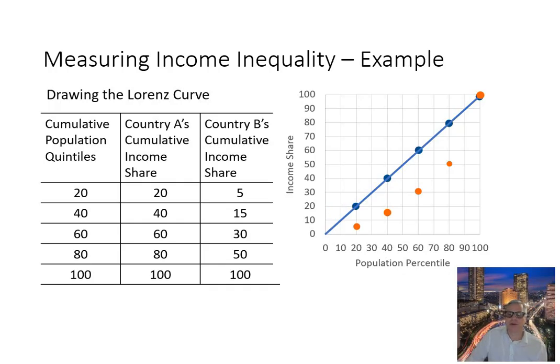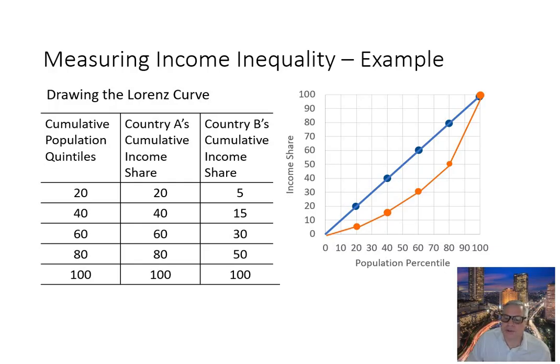Okay. So when we connect those dots, we get the Lorenz curve. Let me try to draw that nicely. The first line goes from here to here, then here, here, here. Oops. Okay, perfect. So this orange line is the Lorenz curve.